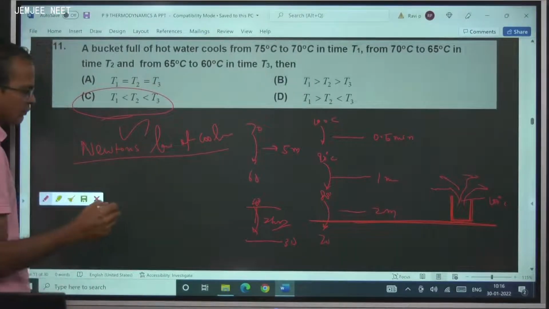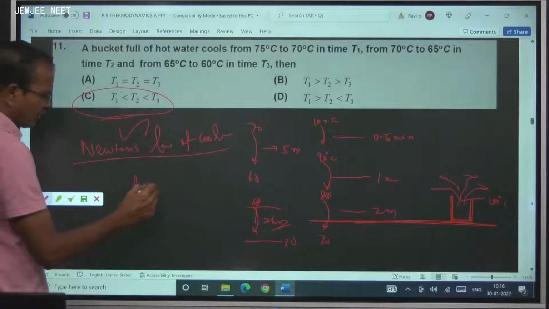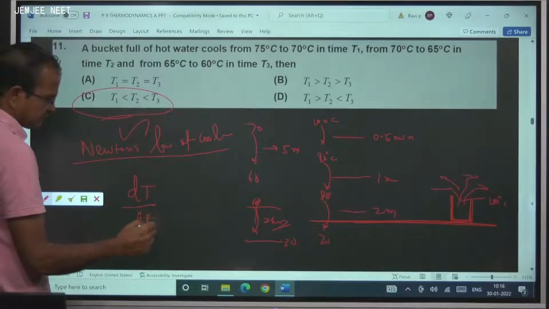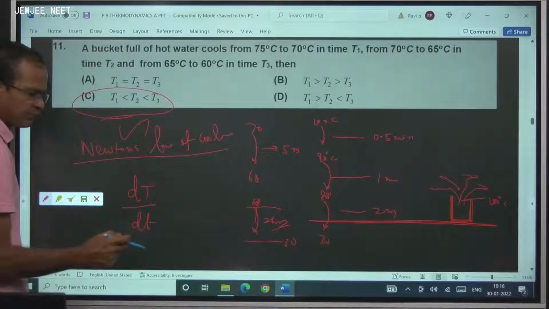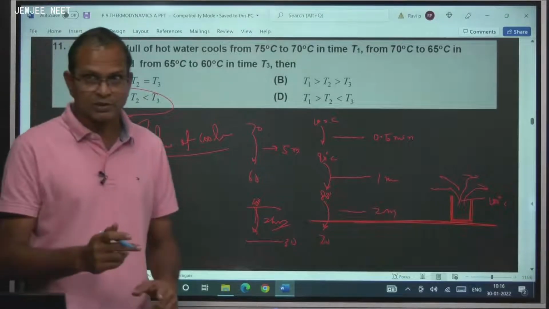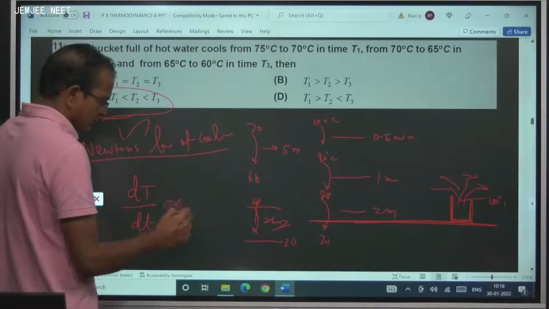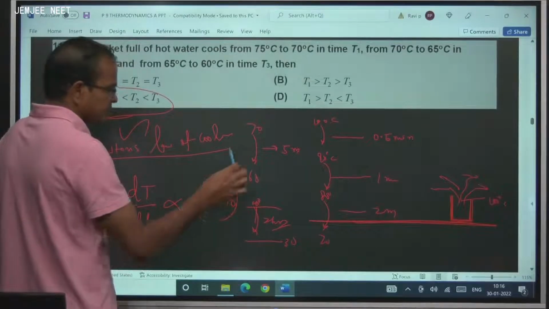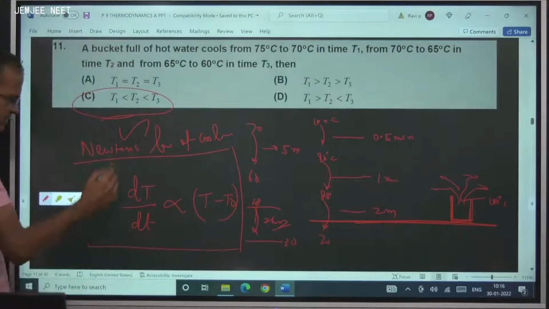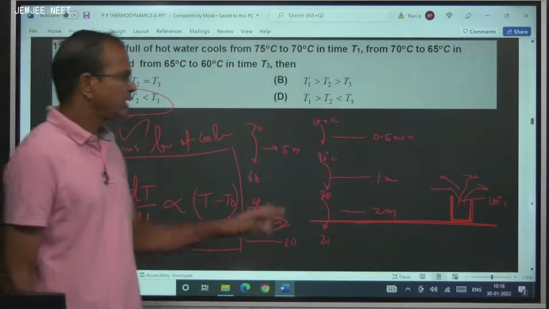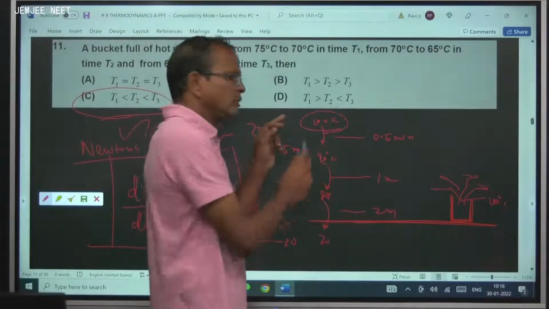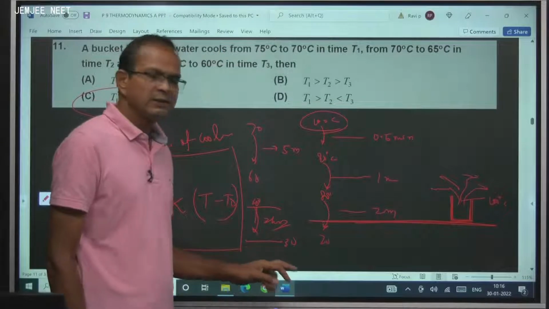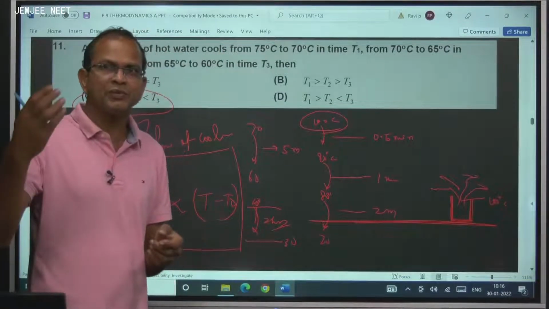What is Newton's law of cooling? The rate of fall of temperature. Look, this is temperature, this is time. The rate of fall of temperature is directly proportional to the excess temperature over the surrounding. At first it is 100 degree. What's the room temperature? 30 degree. What's the difference between coffee and room?